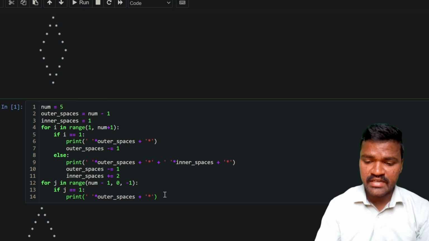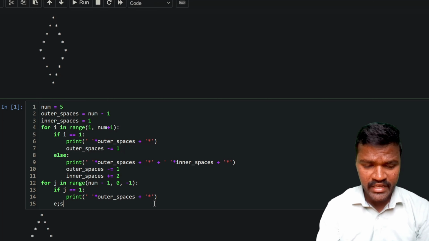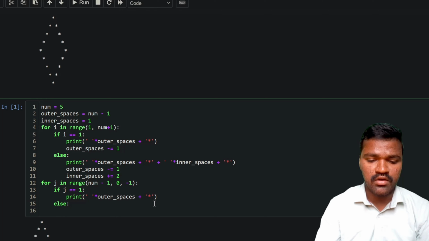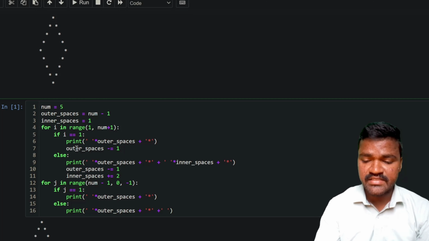If this condition fails, we need to print the two star pattern. For that reason, I will mention an else block. In this else block, I will print as in the previous one. We first print the outer spaces. I am multiplying the outer spaces, concatenating a single star, and again concatenating the inner spaces. Later I will concatenate this with a single star. So I hope you are able to understand.